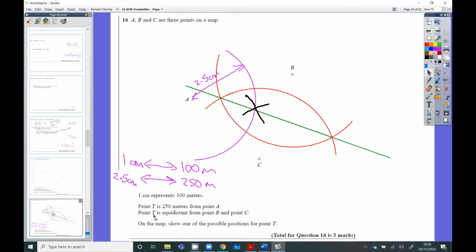Now secondly, we're told that T is equidistant from point B and C. That means it's an equal distance from both B and C. So it could be here, it could be here, it could be here. What we've got to do is get the perpendicular bisector between B and C. That forms a line that is halfway between B and C and is perpendicular to the line between B and C. Now how do we draw a perpendicular bisector?